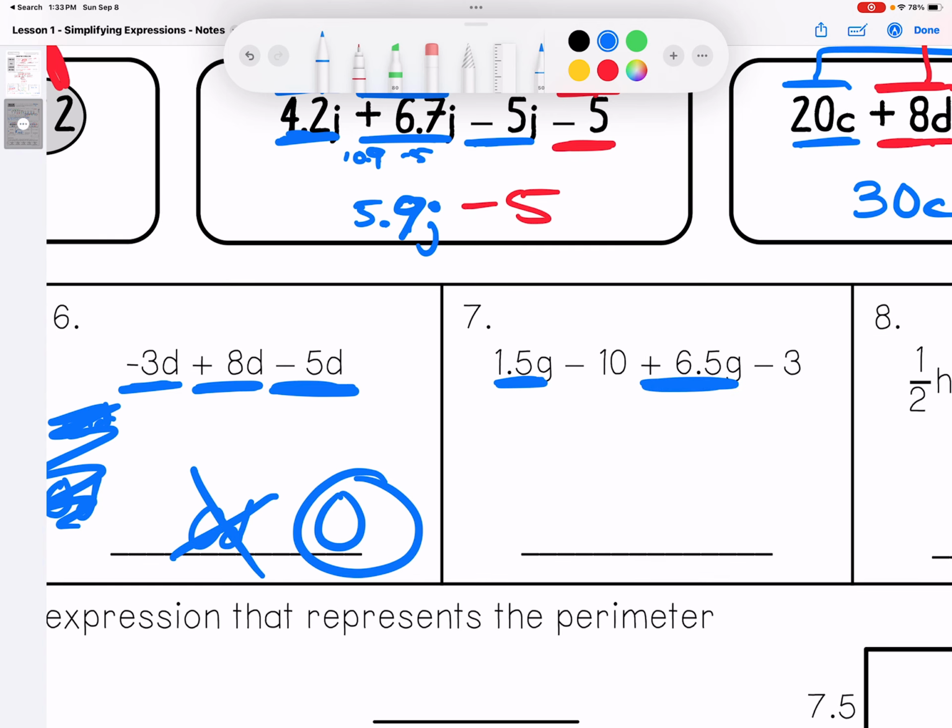6.5 plus 1.5 is 8g. And then we have our whole numbers, which is negative 10 plus negative 3, which is negative 13. We're always adding everything. The negatives go with it, so we're adding them.